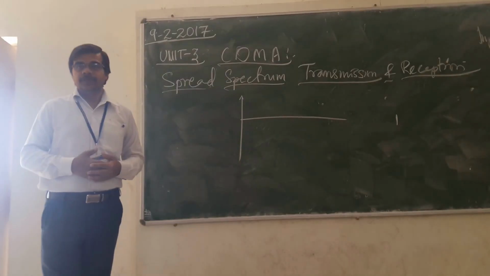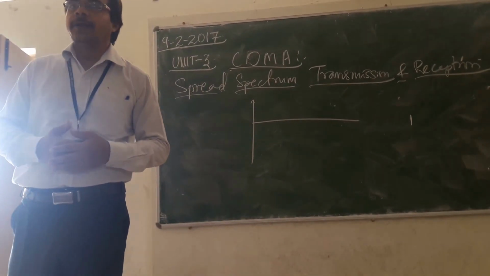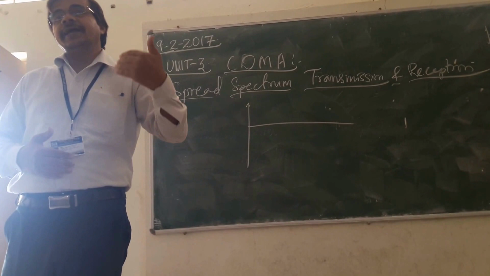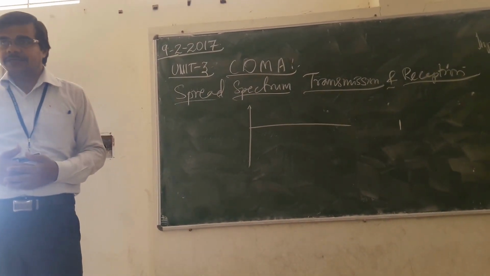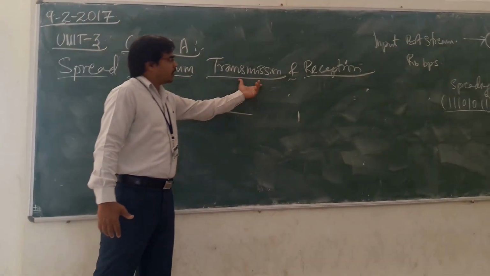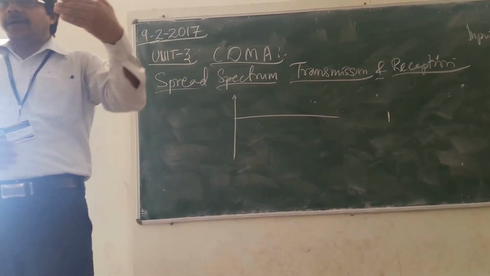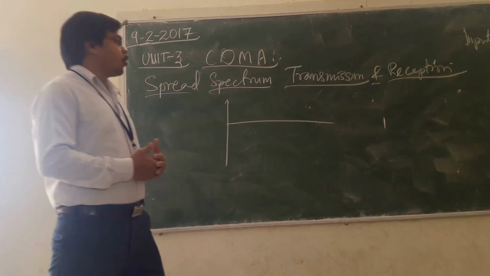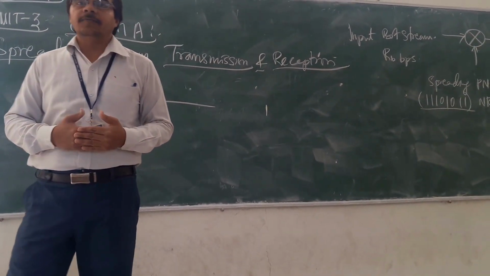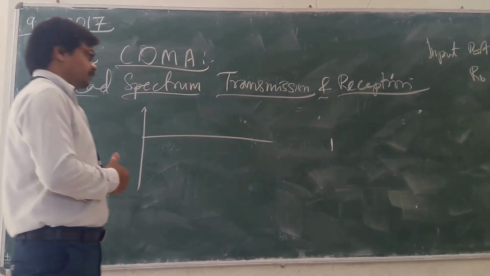Now the CDMA technology is used for mobile communication, and even in satellite communication we are using it. In that we have spread spectrum transmission. First we will see how we can transmit a bit, and then we will go for the reception, and here we will see how we are able to recover those bits or the information.